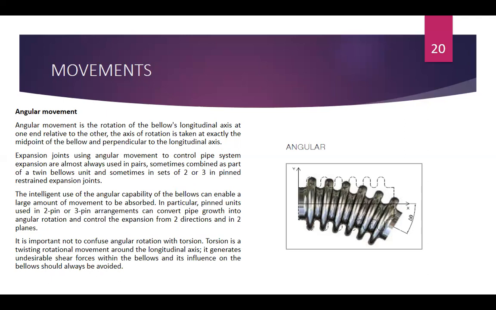So the intelligent use of the angular capability of the bellows can enable a large amount of movement to be absorbed. In particular, pinned units used in 2-pin, 3-pin arrangement can convert pipe growth into angular rotation and control the expansion from 2 directions and in 2 planes. It is important not to confuse angular rotation with torsion. Torsion is a twisting rotational movement around the longitudinal axis. It generates undesirable shear forces within the bellows, and its influence on the bellows should always be avoided.